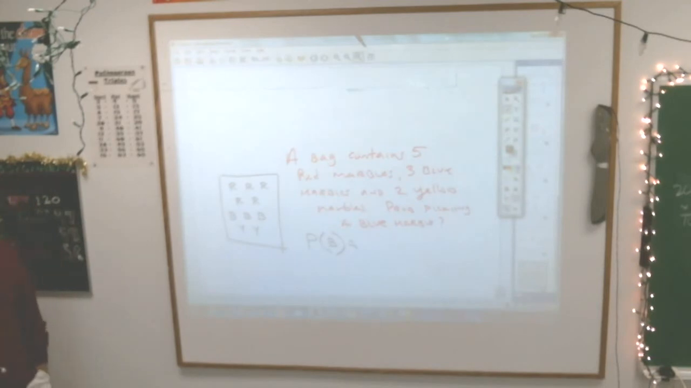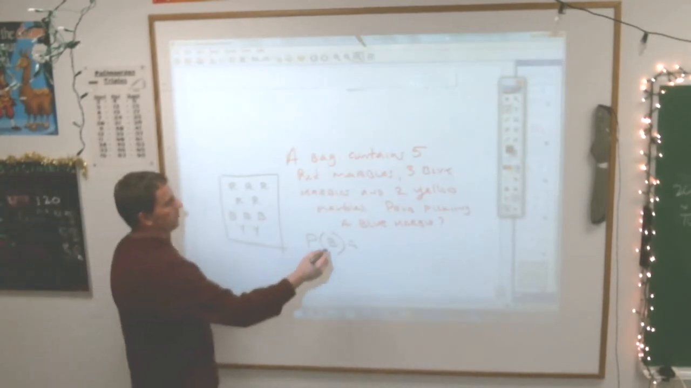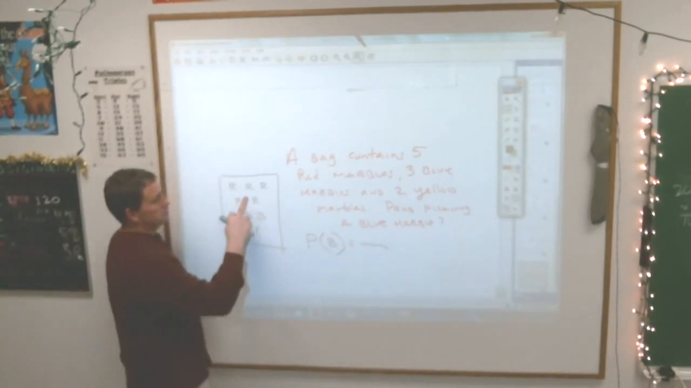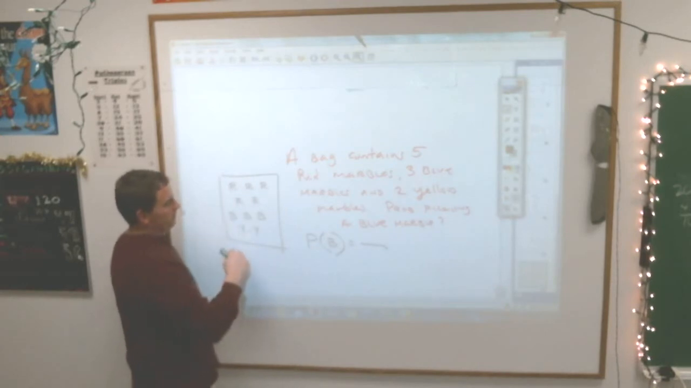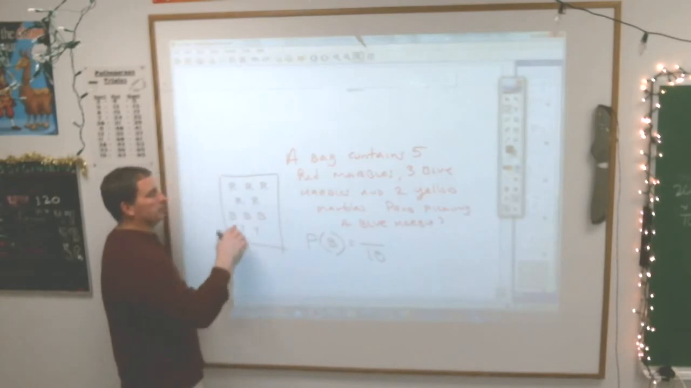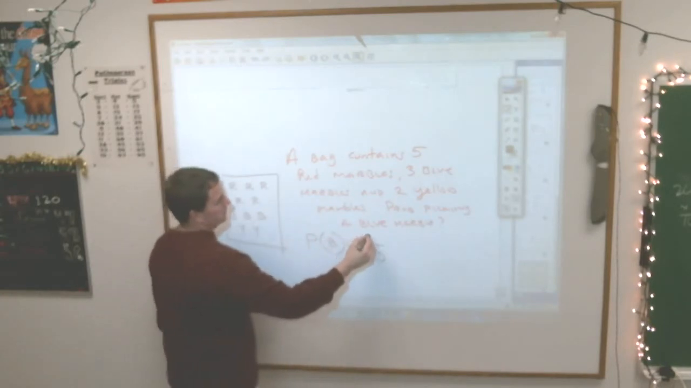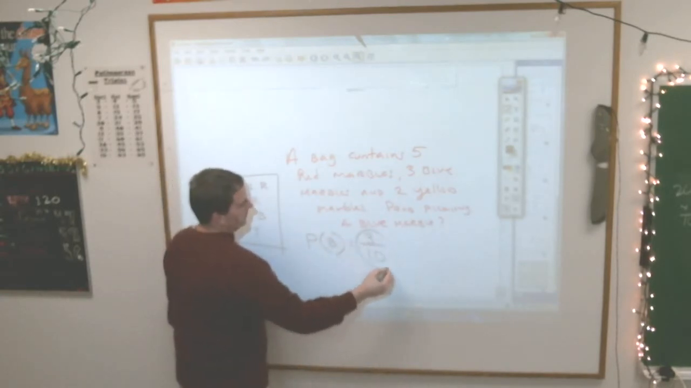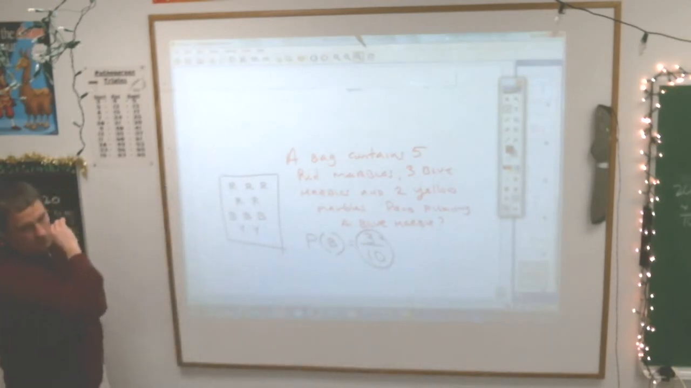Now we can actually do the work. How many total marbles are in that bag? How many are there? Yes, 10. And of those 10, how many are blue? 3. So the probability of picking a blue marble should be 3 out of 10.